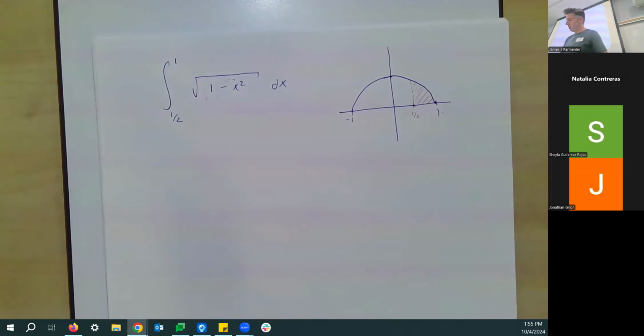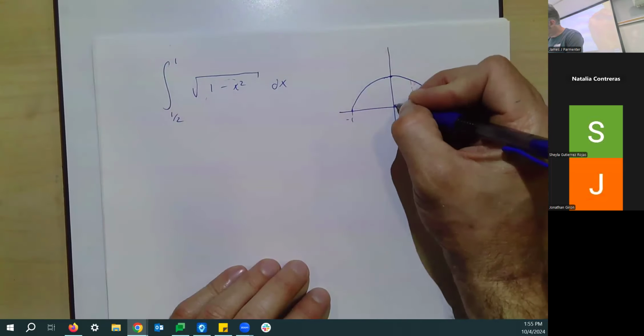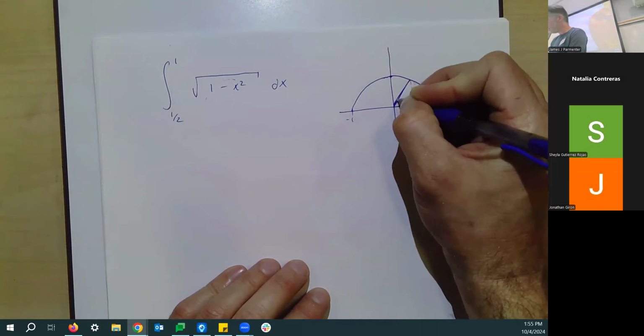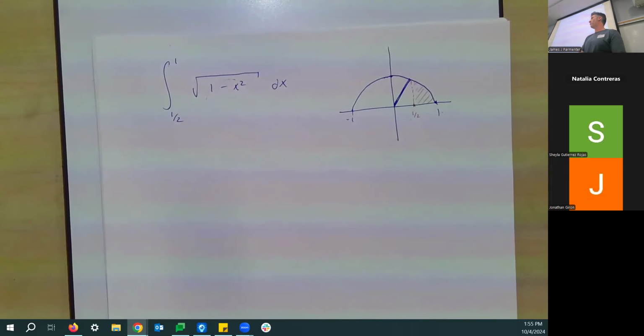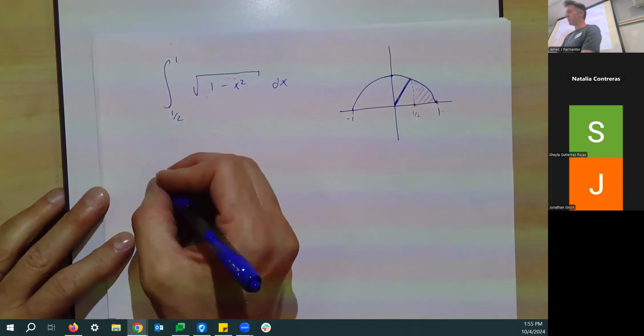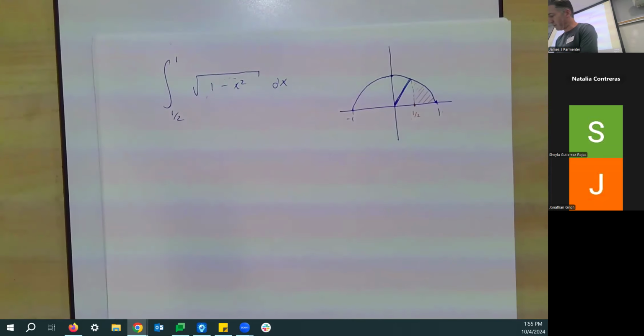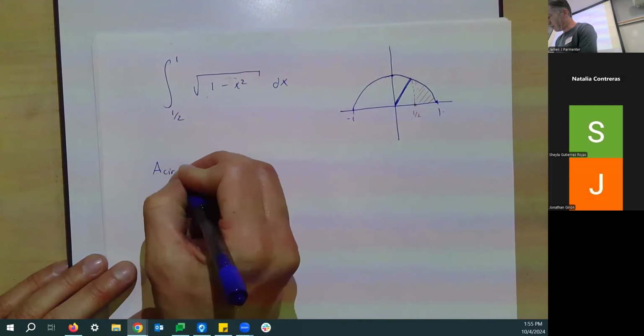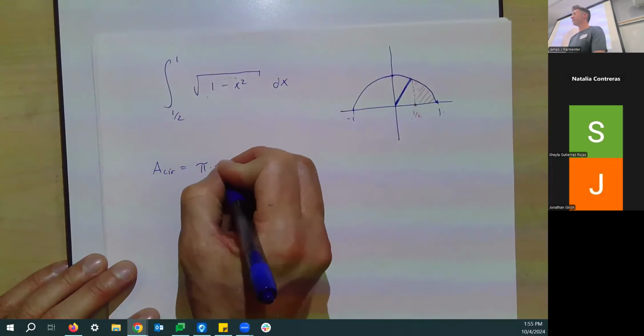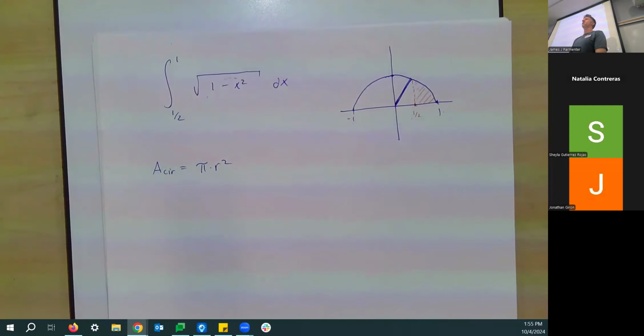And so what I'm going to do is I'm going to look at this here. So, a formula you probably don't remember, but you might, is that, well, actually, let's talk about what we do remember. So the area of a circle is pi times the radius squared. And there's this whole kind of thing.